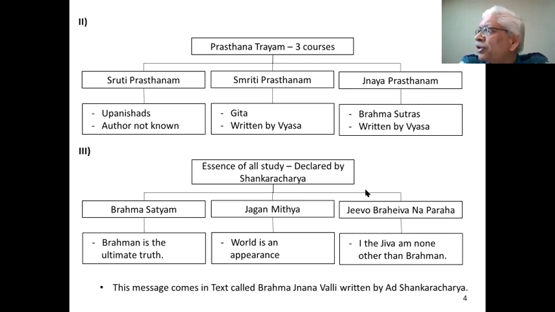So he said that the scriptures are saying that the world is an appearance, Brahman is Satyam. Then the third conclusion he said was, Jivo Brahmaiva na paraha. That means, I, the Jiva, who is in this body, am none other than that Brahman. I am the same as Brahman. There is no difference between me and Brahman. That is what he said in the third portion.